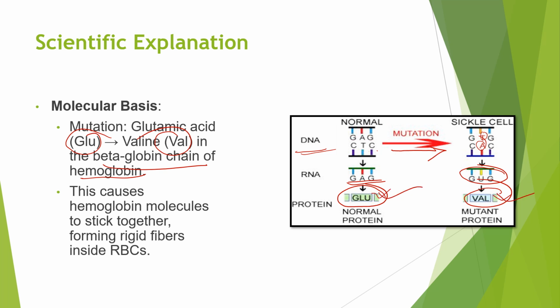So where is this happening? This is happening in the 6th position of the beta globin chain. So this is a beta globin chain and it has occurred in the 6th position. So this is the 6th position of the beta globin chain of the hemoglobin molecule.